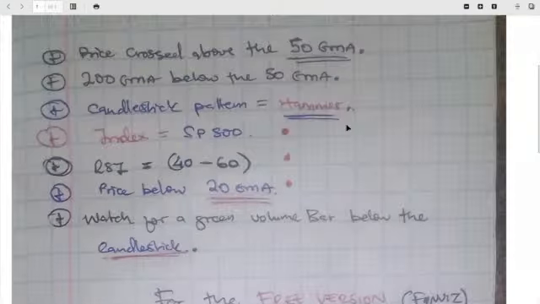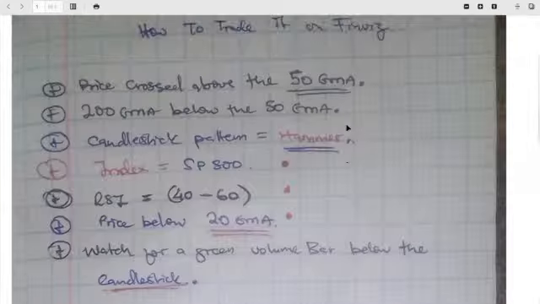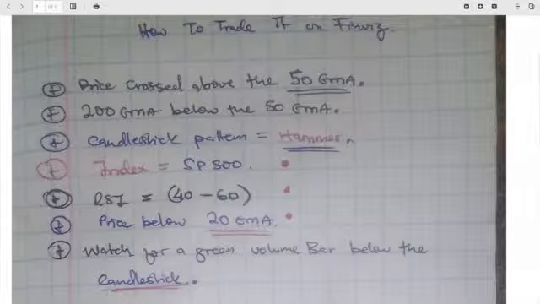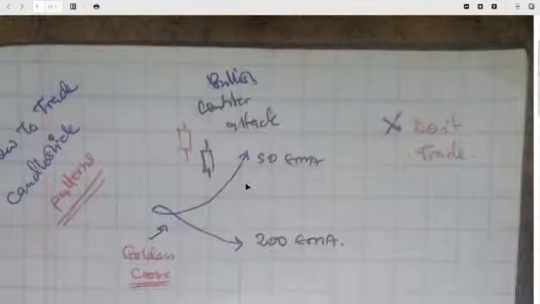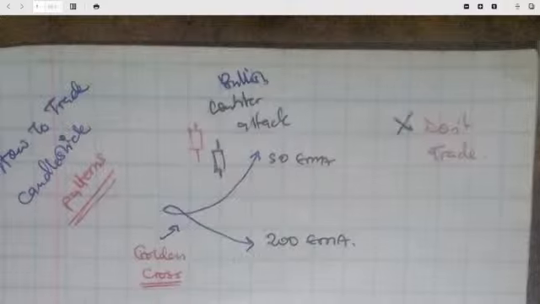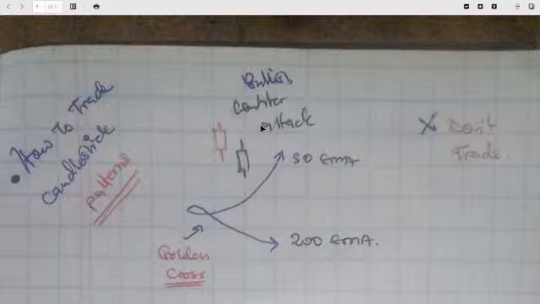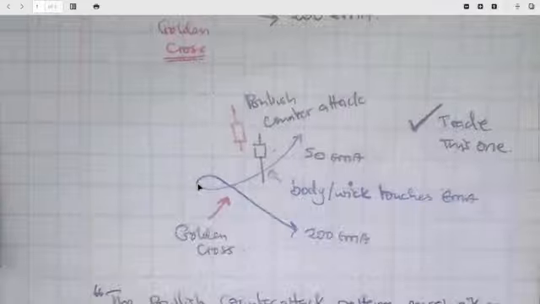So this is the criteria of how to find this pattern here, right? Remember, when it comes to this, you do not want this situation like this. This is not what you want. You do not want to trade this situation here, because this candlestick pattern is floating.